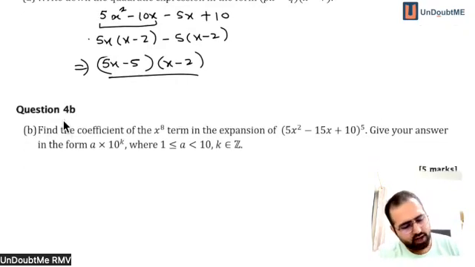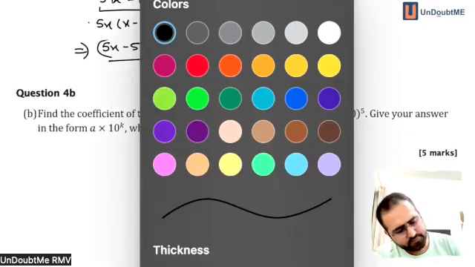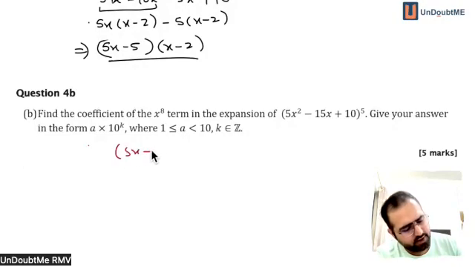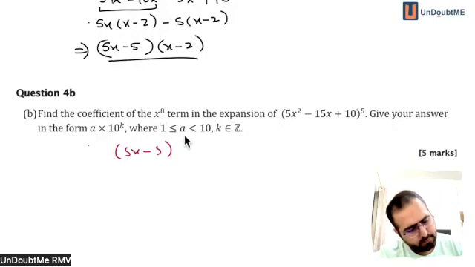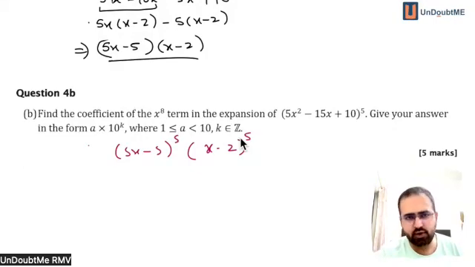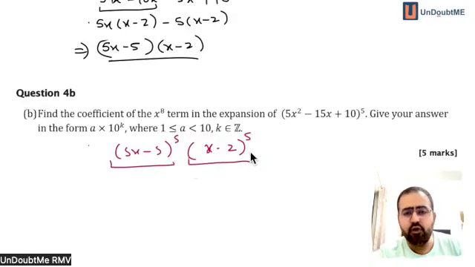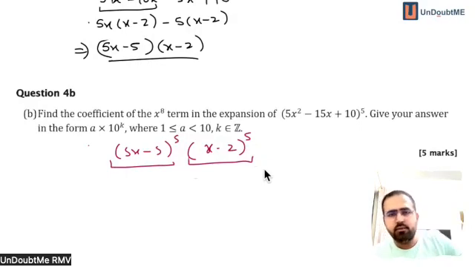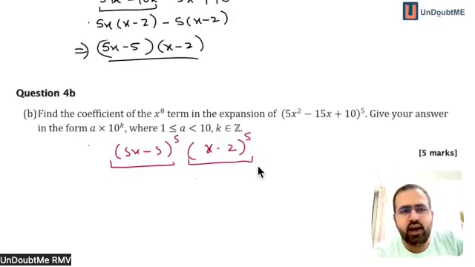So what I will do first, let us write like this. I have 5x minus 5 to the power 5 and another is x minus 2 to the power of 5. Both of them will be raised to the power of 5. Try to write down the general term for both of them, in the form of r1 and r2. Like usually we take r, take it r1 and r2.